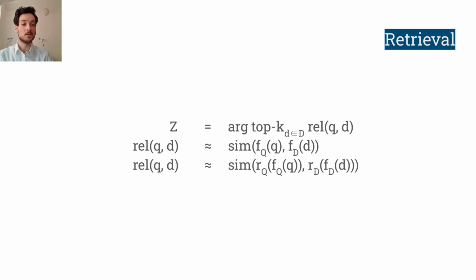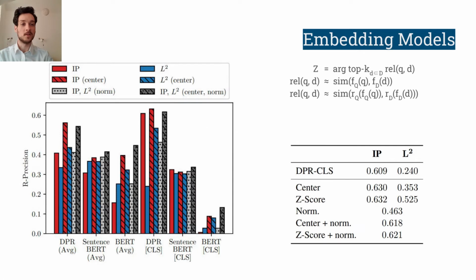This would make the computation of relevancies faster and also reduce the knowledge base index size. How well this works is the topic of this paper. There are multiple models that represent function f, and specifically what we use is either the CLS token representation or the average token representation of the last layer. This similarity function is commonly either an inner product or the L2 distance, and depending on what we use together with the model, we get different results.